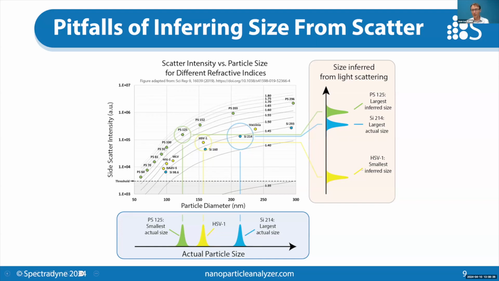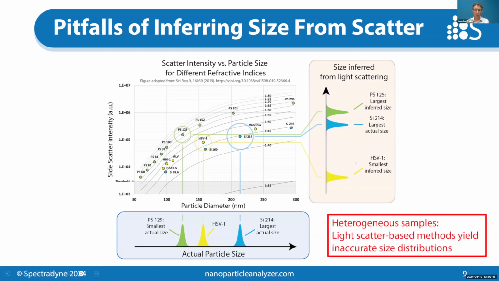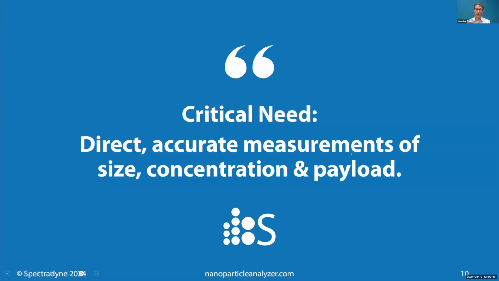Now, if you had a pure sample of HSV, you could just enter a different refractive index to calibrate it, and then you would know that particle, and you could measure its size properly. But in a mixture, and particularly in samples where you don't know the composition in advance, like any real world sample, then this size distribution that you infer from light scattering is going to be all messed up. And so what we need is more accurate and more direct methods for measuring particle size and also concentration and payload, so we can do all that together. That's where Spectradyne comes in.